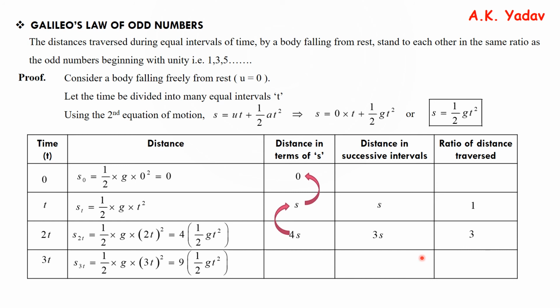When the time is 3t, it is 9 times half gt square, that is 9s, and the distance in successive intervals is 5s, and the ratio is 5. Now if I move to time equal to 4t, I will get 7s, and the ratio is 7, and so on. So we have proved Galileo's law of odd numbers.